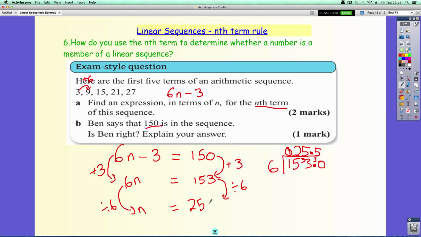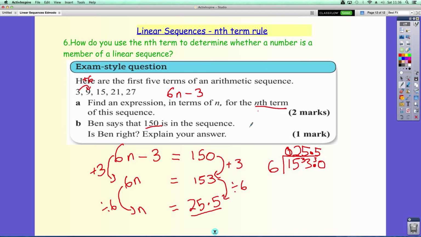Now this tells me that Ben is wrong. Okay, now why does it tell me that Ben is wrong? Remember what n stands for? n is the position of that term in the sequence. I can't have a fraction or a decimal for a position. You can't come 1.5th in a race. You either come first or second. And in the same case, you can't come 25.5th, if that's even a thing, in a queue, because you're either 25th or 26th.